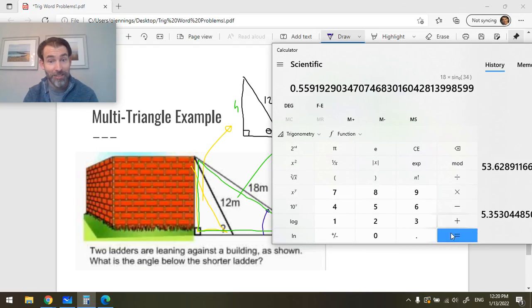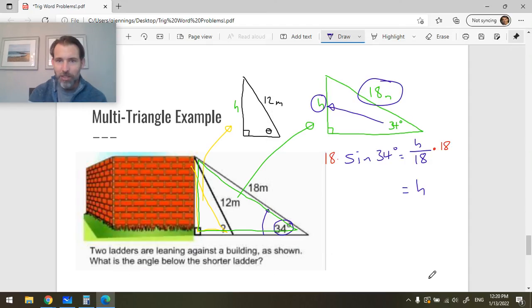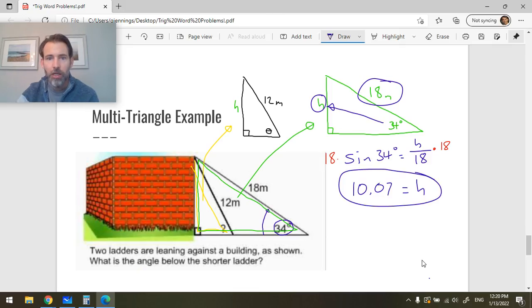Looks like my guess is pretty close, 10.1. 10.06. So we can keep a little bit of extra detail, 10.07, because I saw that it was 10.065. So this is 10.07. We'll keep a little extra detail so that when we solve for this angle, we get it pretty close. What is the angle below the shorter ladder? It didn't say to the nearest whatever, so I'm going to assume to the nearest degree. This will be plenty enough detail to give us that. Actually, 10 would be enough.